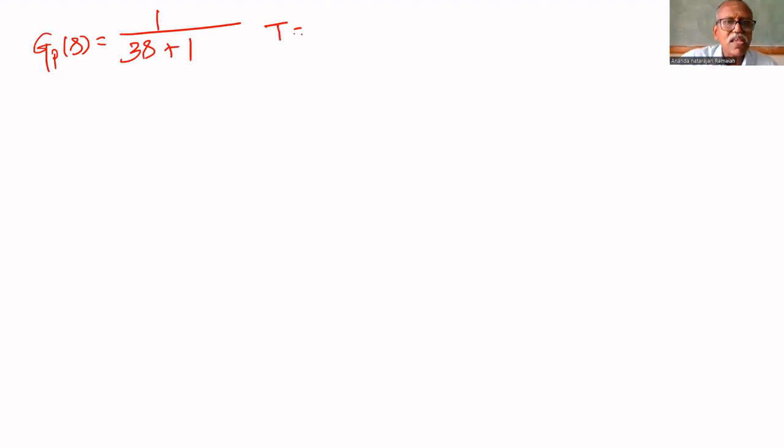Now let us design a controller for the given transfer function Gp of s equal to 1 upon 3s plus 1. Let us assume that the sampling period T equal to 1, and tau equal to 3.